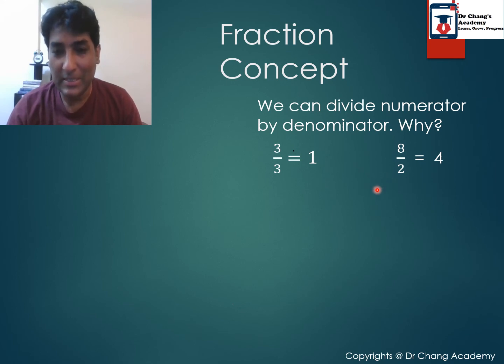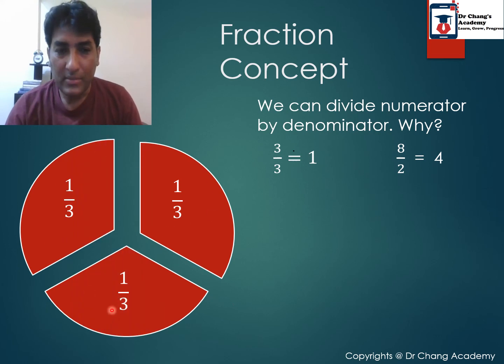We saw that in an earlier example too. So this figure just shows that this is true. These are 3/3 and they are equal to a whole. So this is how we develop this rule that we can divide numerator by denominator. Let's look at some more examples.